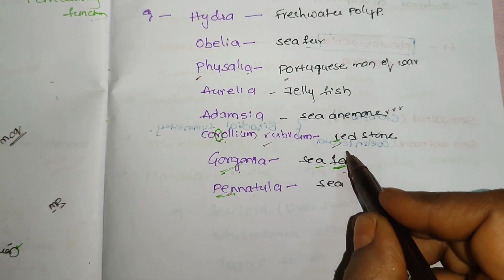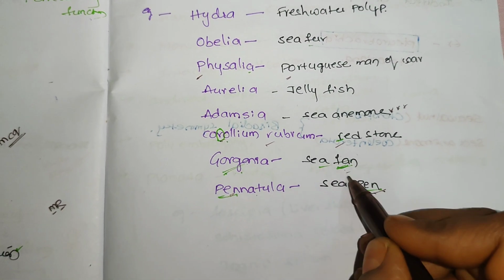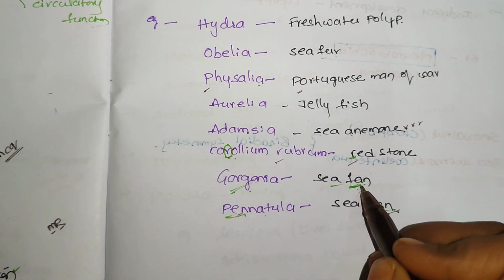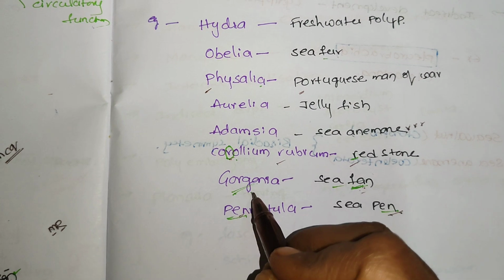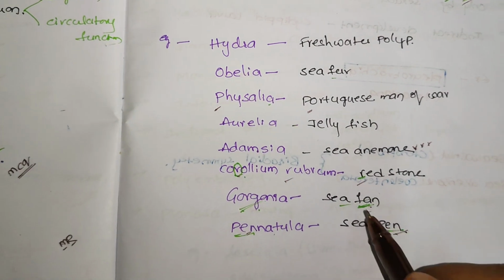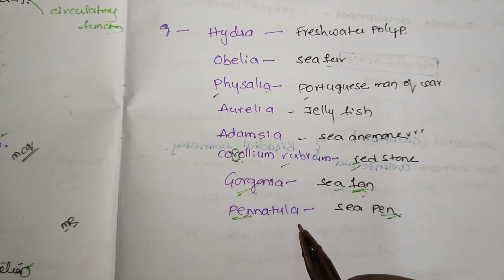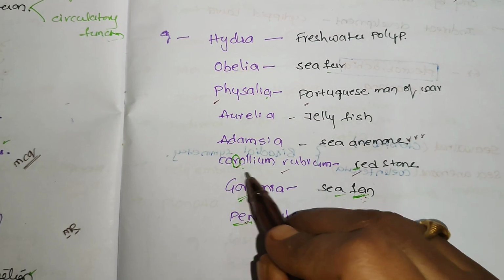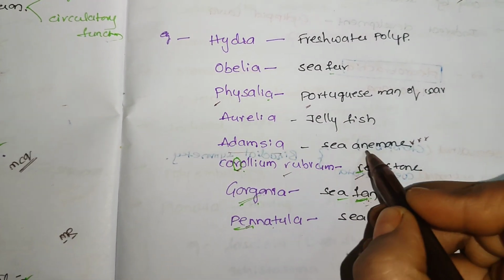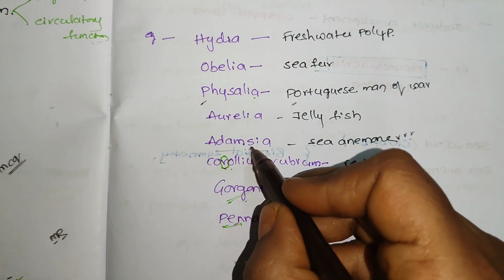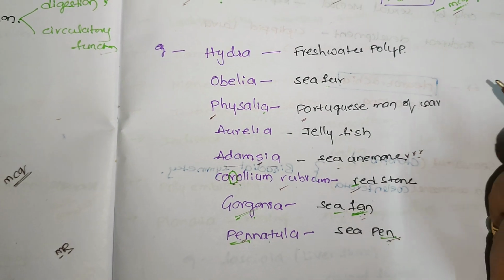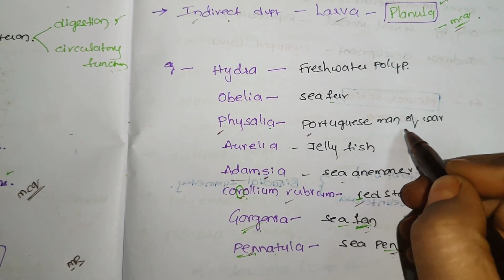Gorgonia, sea fan. Generally for fans the company is Godrej, but here it is Gorgonia. Sea fan is Gorgonia, just like Godrej company fans, so you have to remember like that. Sea fan Gorgonia, sea pen Pennatula. Rubrum, Corallium rubrum, R, red coral. So this is different. Adamsia, sea anemone. Aurelia, jellyfish. Commonly we can identify. Physalia, Portuguese man of war.